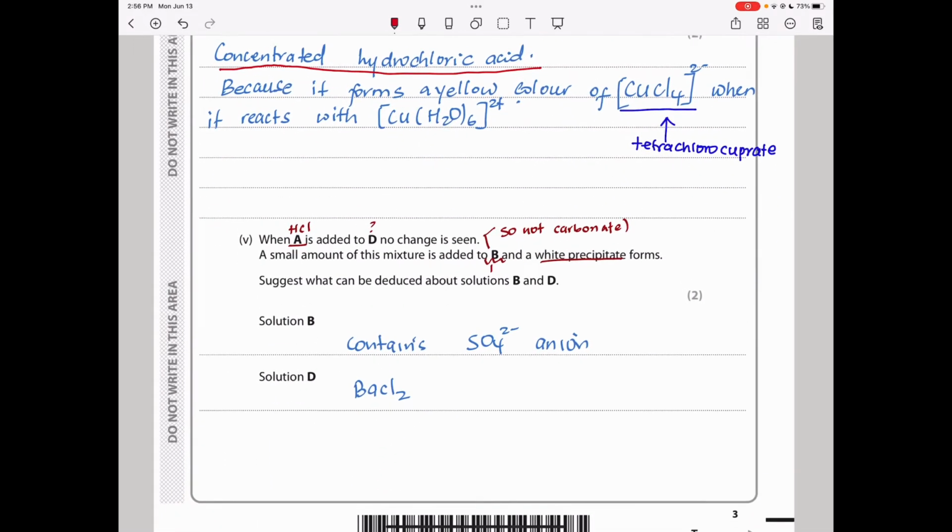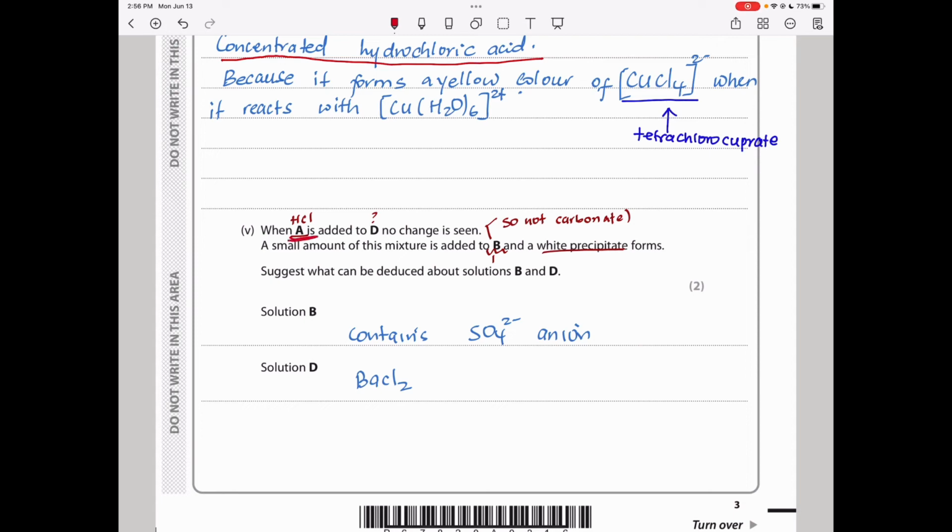Next part, when A, which we are predicting to be HCl, is added to D, which we do not know, no change is seen. It means here we have no carbonate. So it could be something else, maybe a sulfate. It could be anything that cannot react with acid to release carbon dioxide.